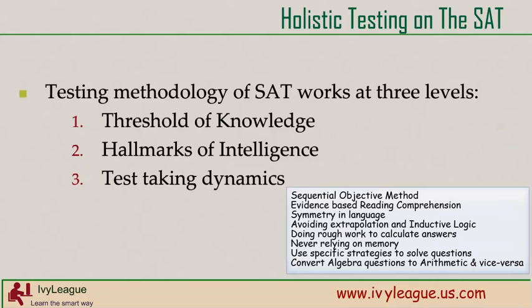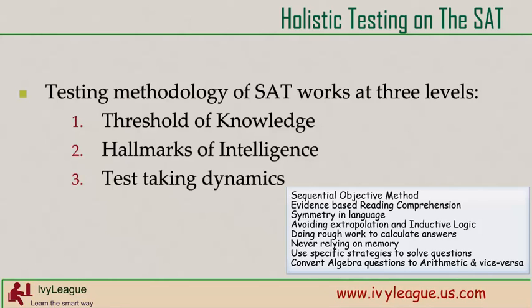The second level of testing on the SAT is hallmarks of intelligence. Remember that SAT is an IQ test modified to the requirements of the undergraduate college admission process. Certain questions test whether you behave like a really intelligent person with an IQ above a 150. Really intelligent people with an above-average IQ have a certain different way of thinking and approach problems in a different manner. For example, such intelligent people use a sequential objective method to reach a conclusion or a decision.